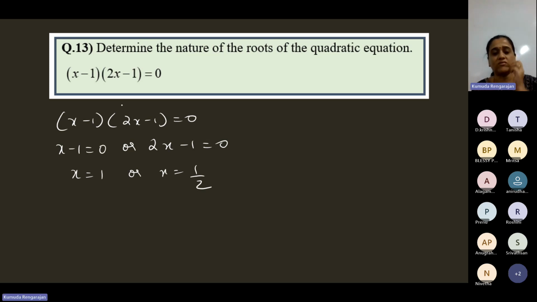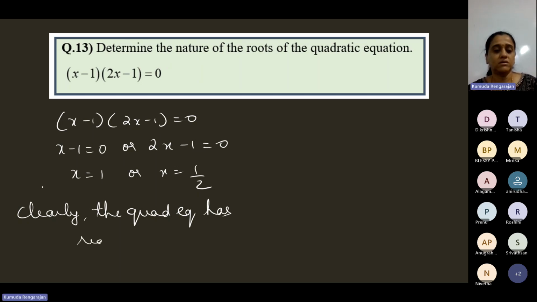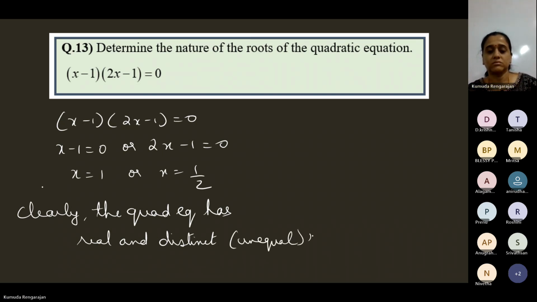So here we have found the roots themselves. The roots are 1 and 1 by 2. Clearly, the quadratic equation has real and distinct roots. Distinct or unequal roots. We found the values of x. We are getting two different values.